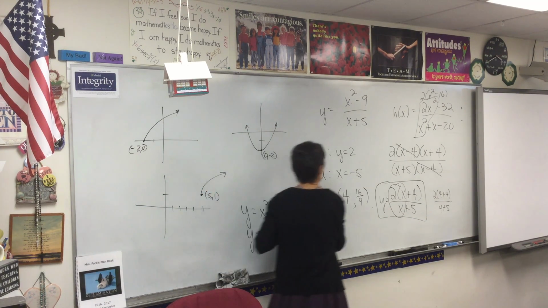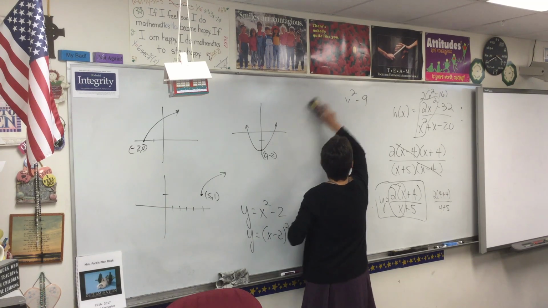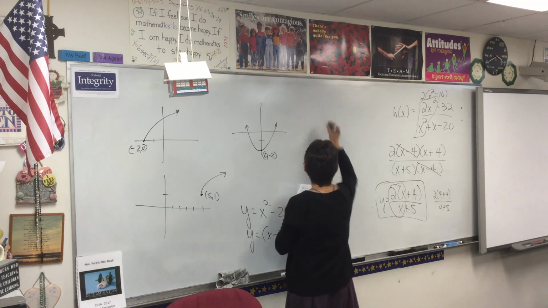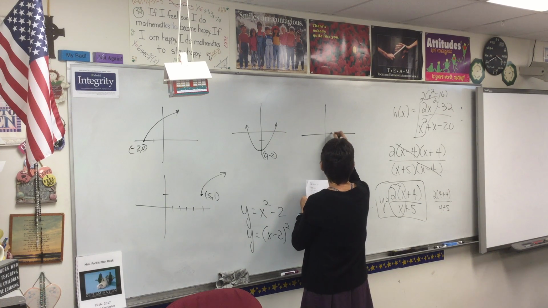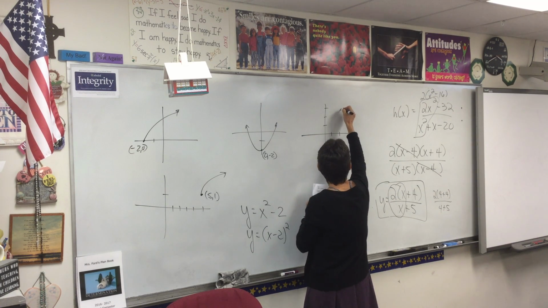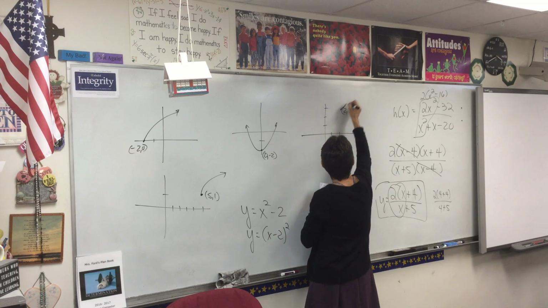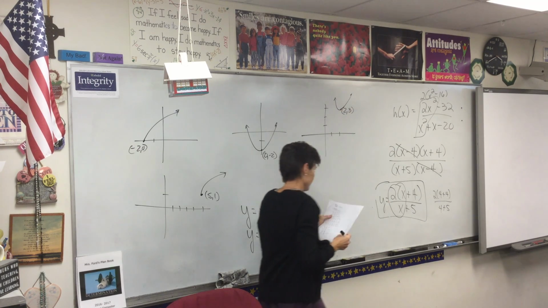What's D? The same shape, but you go to the right 2 and then up 3. Same shape, right 2, up 3. Very good, Evan. Here we go. Perfect.